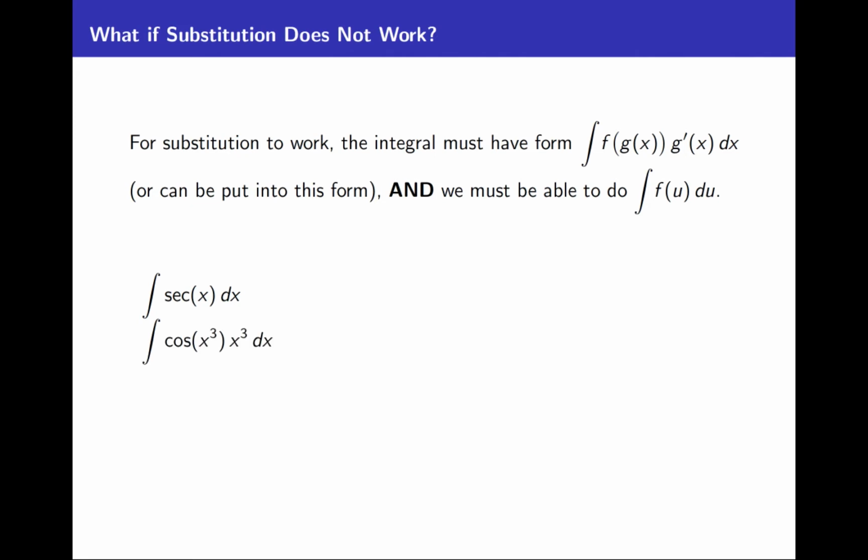Consider also the integral of cosine of x cubed times x cubed dx. Your first impulse is to make a substitution, u equals x cubed, but then du would be 3x squared dx. And the 3 is okay, we can deal with that. But look, we need an x squared, and we've got an x cubed right here. And you can try all day, but you're not going to be able to overcome that. Well, actually you can, and you will later if you go on to calculus 2, but it's not obvious how to do it.